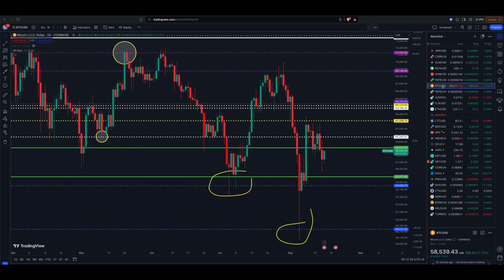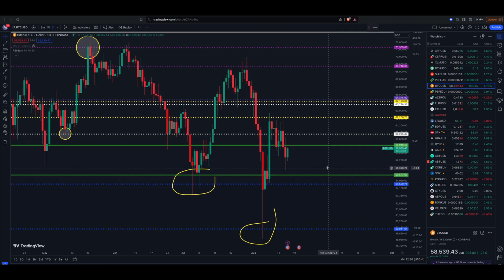Bitcoin, 58,539. Again, pulling back here. We have a new daily low yesterday, similar to Aerodrome. We didn't get back down to 55,577, but a pretty nasty little sell-off here. Looks like some resistance, 58,910.